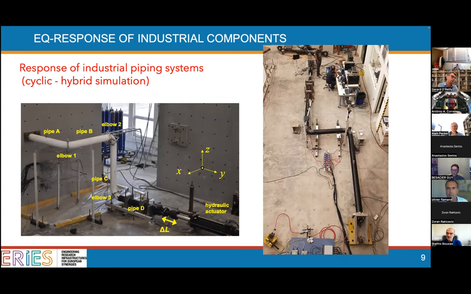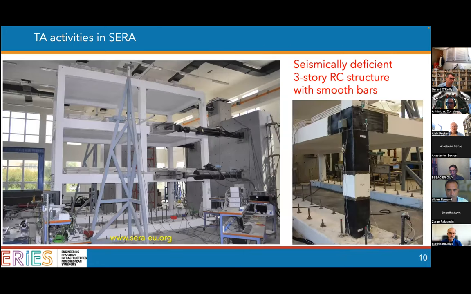This part of the piping you're seeing on the right is a system that is crossing two buildings, and the dynamics of the two buildings under earthquake excitation create some differential displacements at the ends of the piping, and these differential displacements were the ones applied in the lab while the structures were numerically simulated at a different location, a different lab.